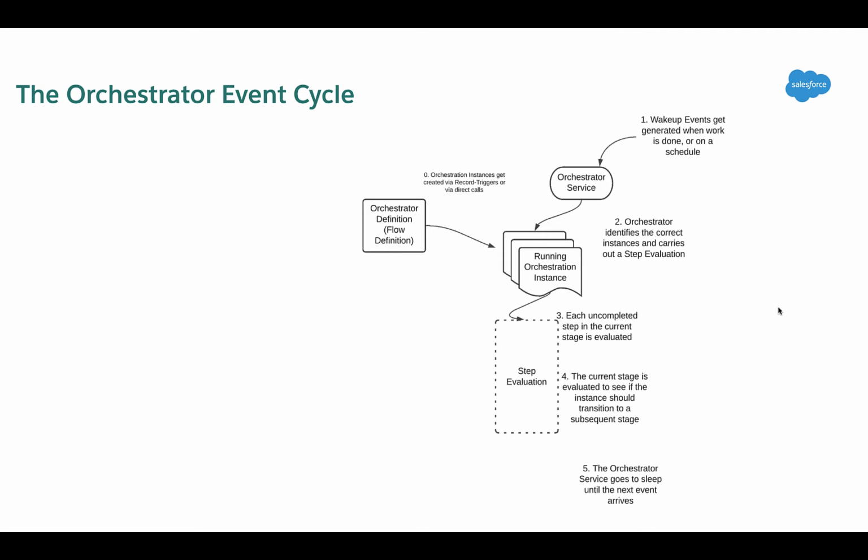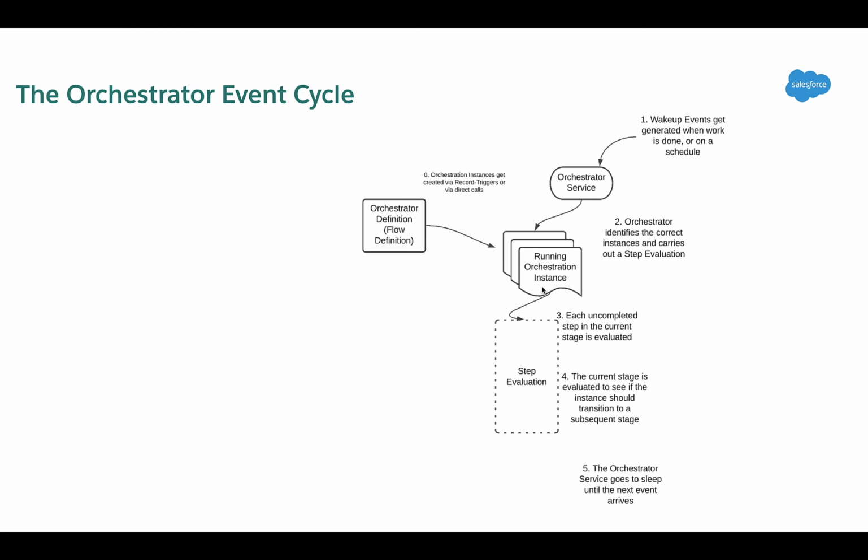All right, let's go over some of the fundamentals of Orchestrator, understand how it works better. The best way to think about Orchestrator is that it's a service that's keeping track of a bunch of running Orchestrator instances. You can think of these as runs, in-process orchestrations, and generally the Orchestrator service is asleep, and all of these orchestration instances are paused.